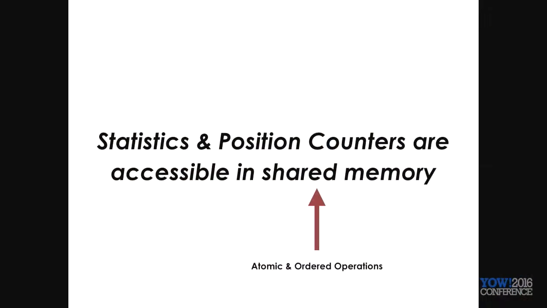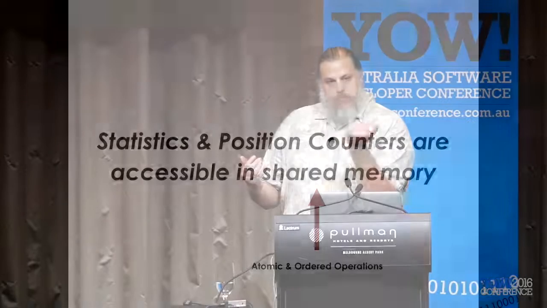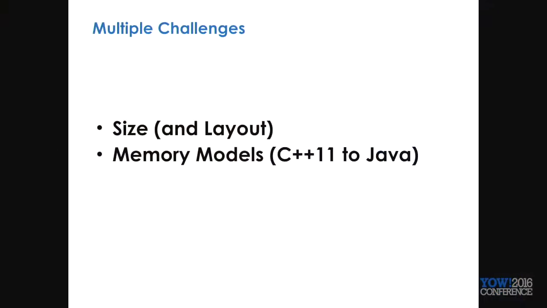They have statistics and position counters accessible in shared memory, which means that accessing them, updating them, reading them, has atomic and ordered operations associated with them. So if you're going to have something like a media driver or different applications interacting with one another, they have to have the same sort of ordering semantics and everything else. These are challenges. Here are the challenges in using std::atomic: size and layout, and the memory model, C++11 to Java.